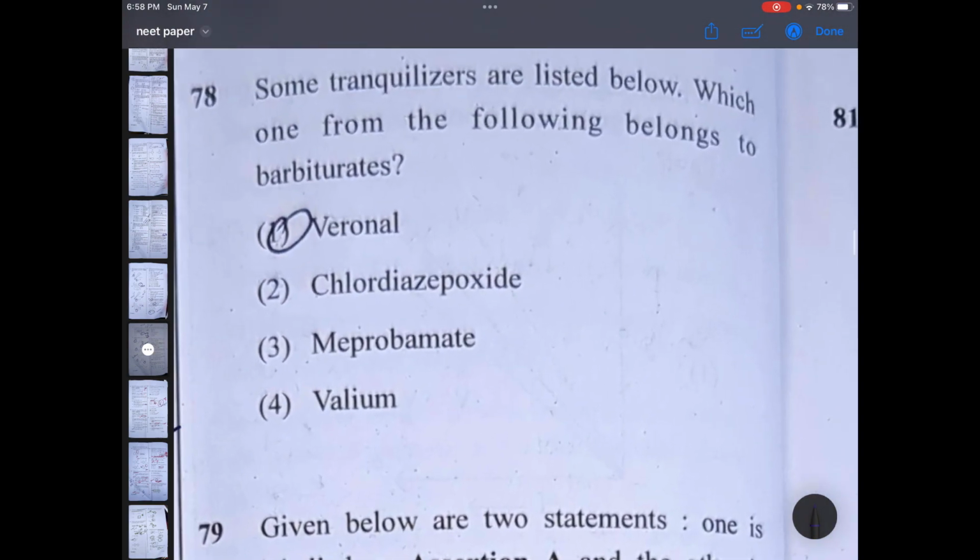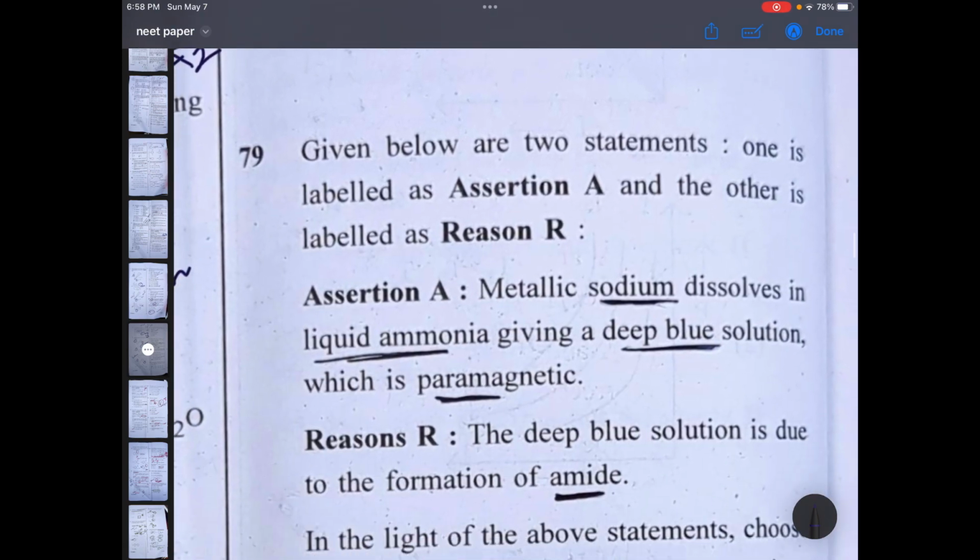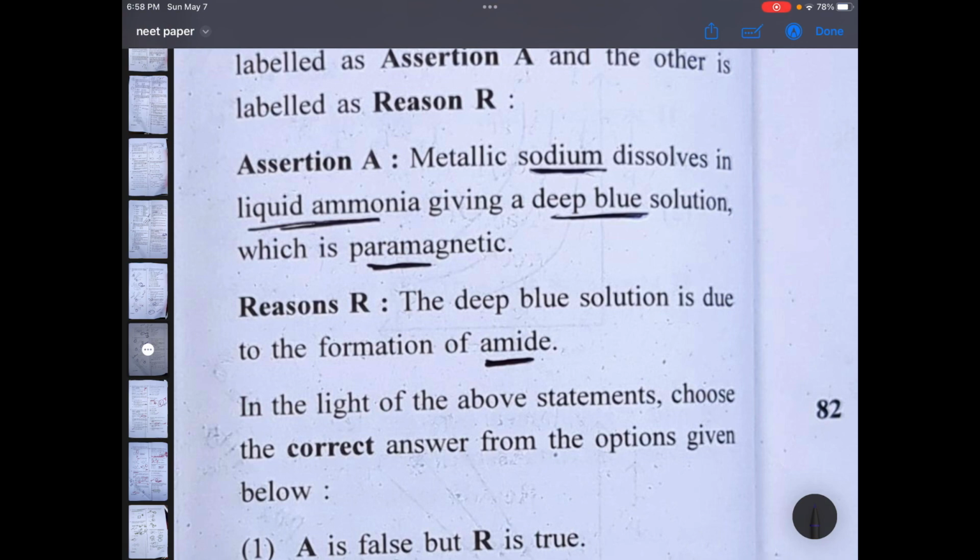Some tranquilizers are listed below. Which one of the following belongs to veronal? Better, barbiturates, veronal, is the right answer.